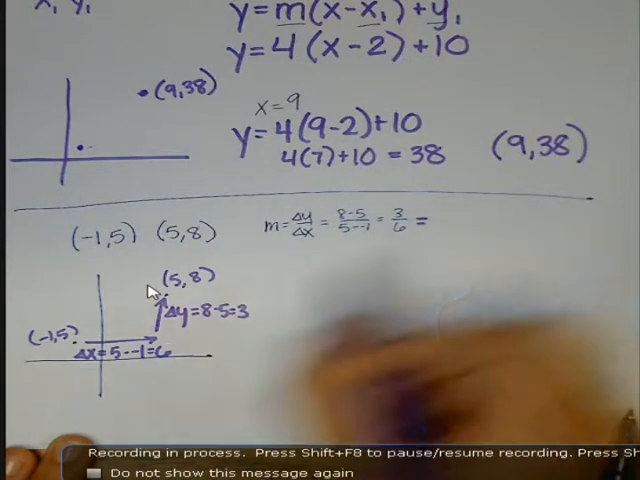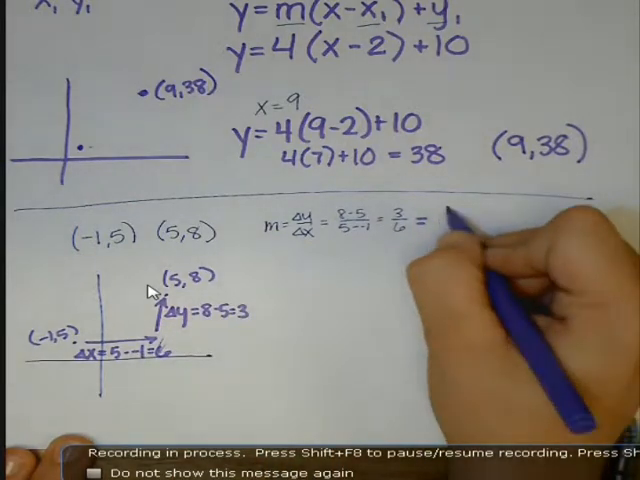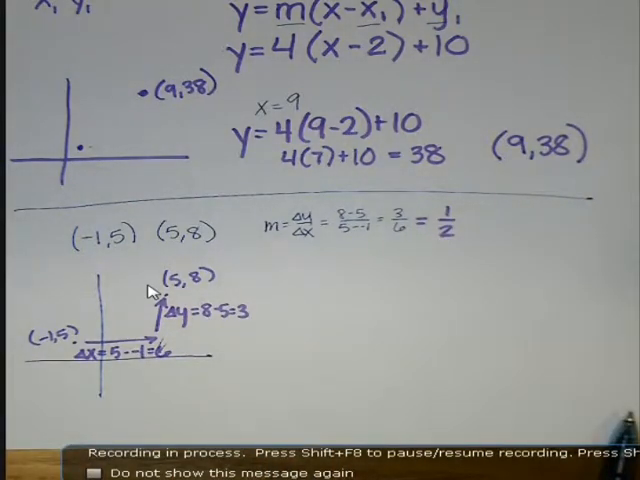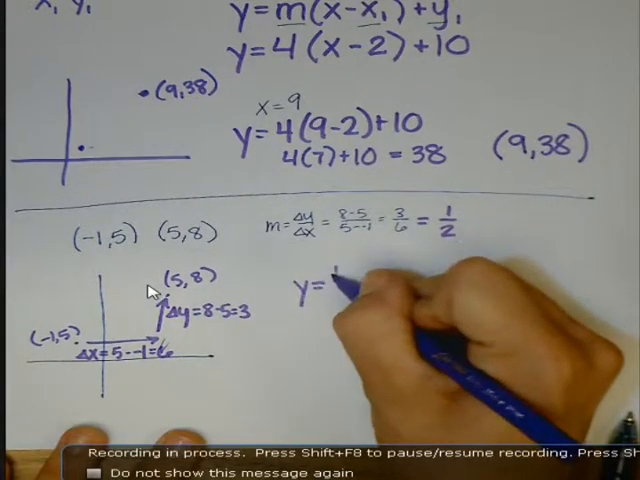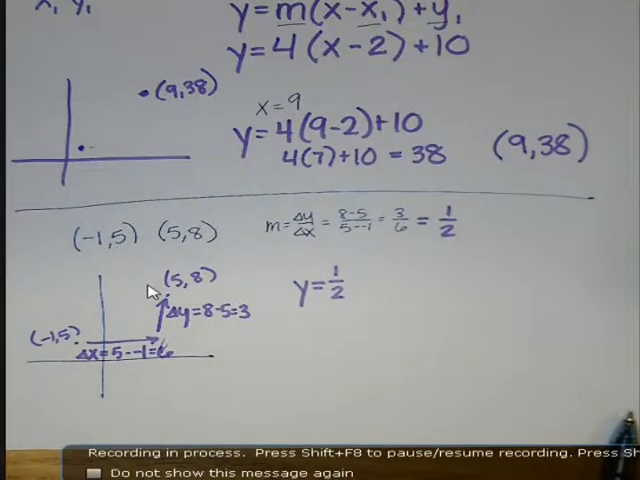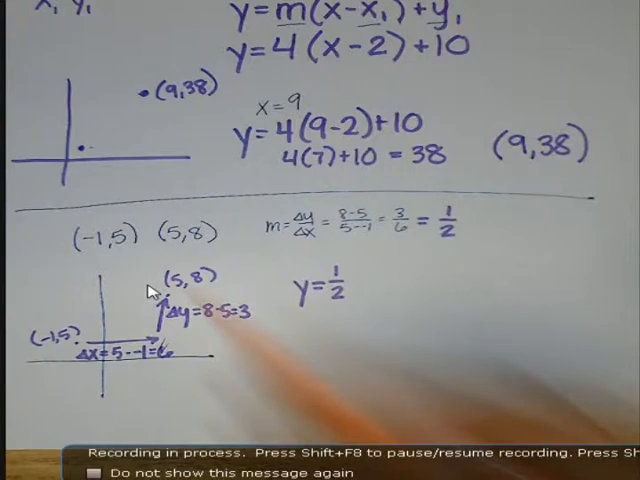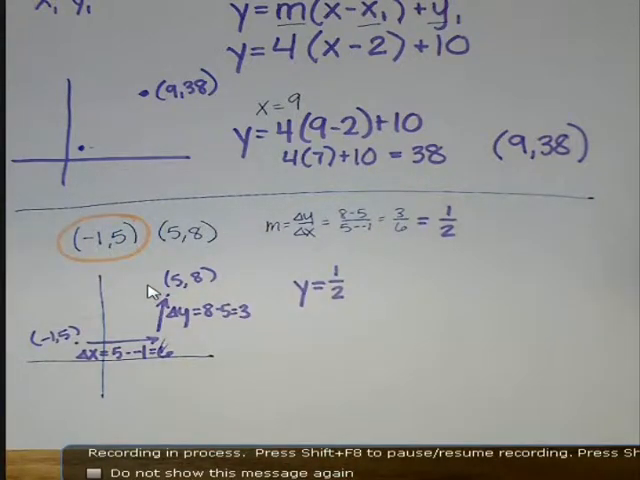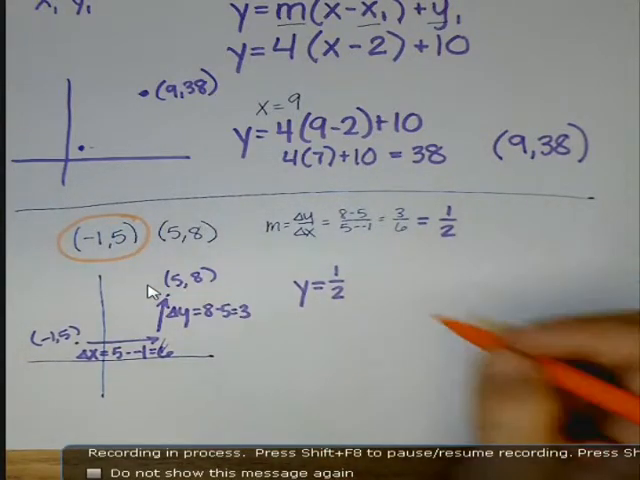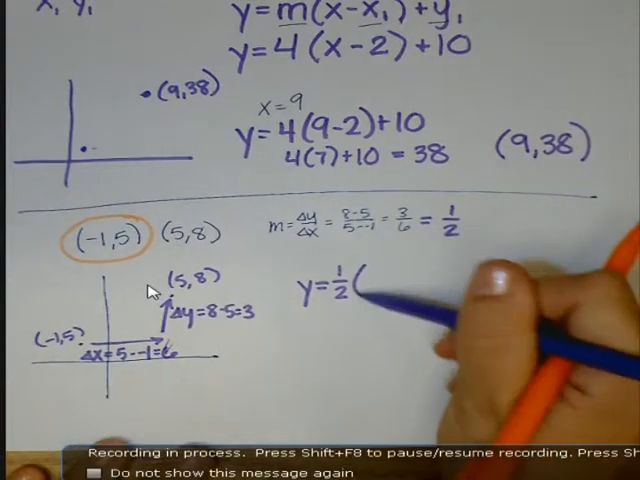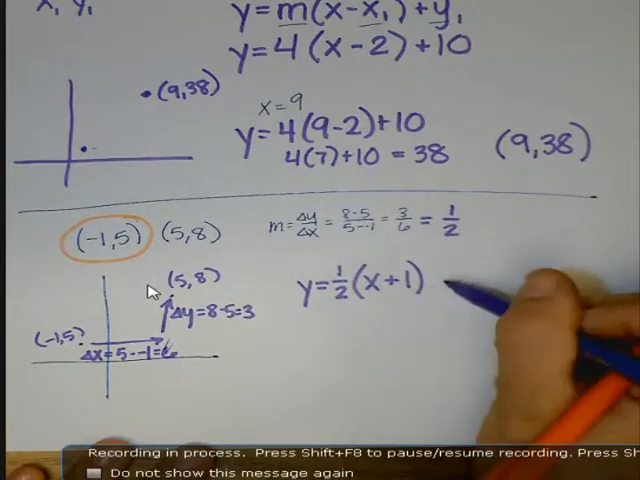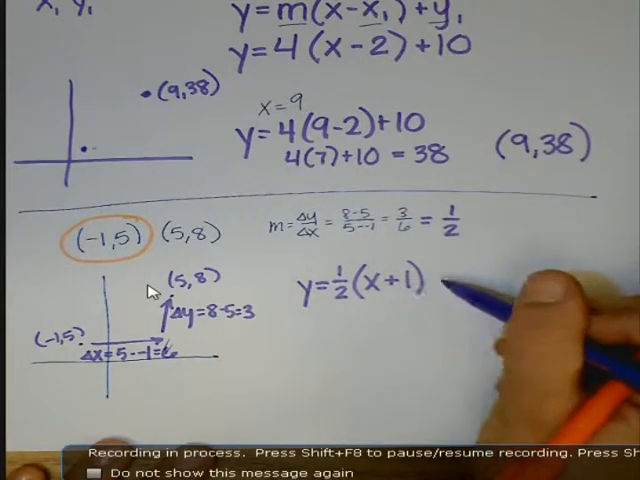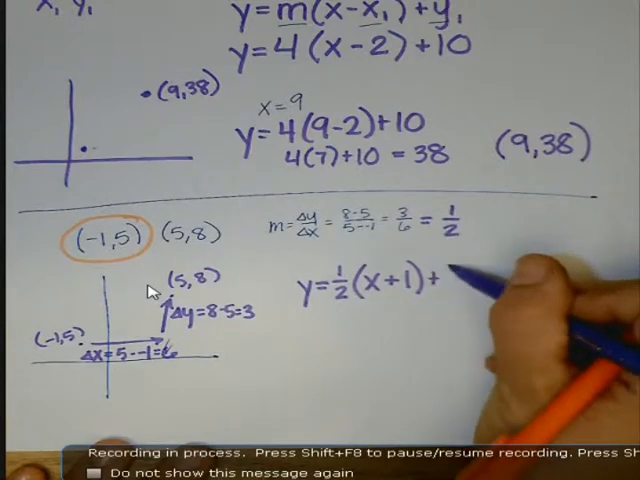Don't forget to reduce. However you decide to set this up, finally I get to an answer of a slope of 1/2. Plug it in. y equals 1/2. Ooh, which point do I choose? Here's the answer, ladies and gentlemen. It does not matter. Let's go ahead and choose this (-1, 5) for now, and we'll see how these are the same. So I'm going to have (x plus 1), because minus -1 turns to positive, plus 5.